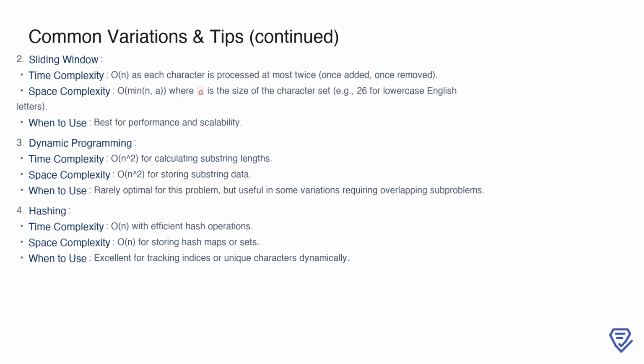Dynamic programming is another option, though it's rarely the best choice for this specific problem. It has a time complexity of n squared and space complexity of n squared, making it less efficient. Lastly, hashing can be a powerful tool, with n time complexity and n space complexity. Hash maps or sets are especially useful for tracking indices or dynamically maintaining uniqueness. Each of these approaches has its strengths and trade-offs, so understanding when and why to use them is crucial for success in both interviews and real-world applications.